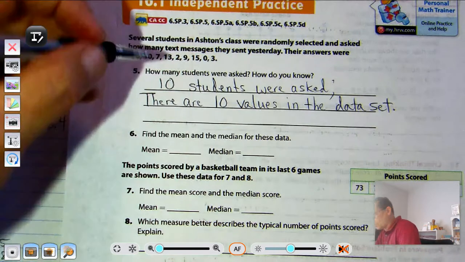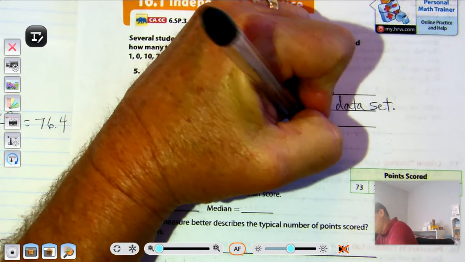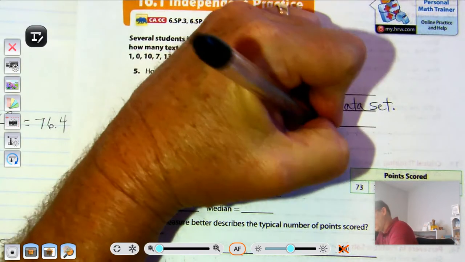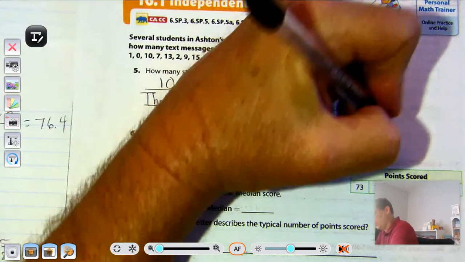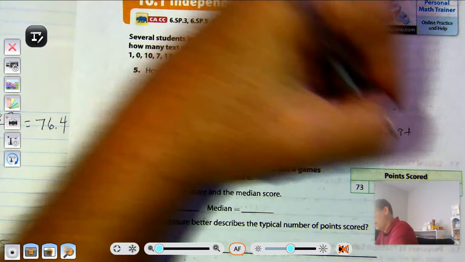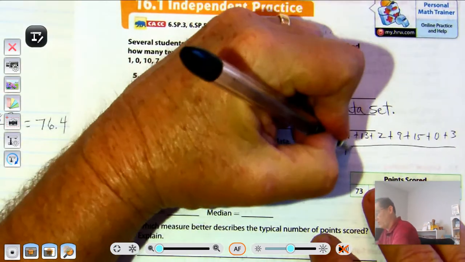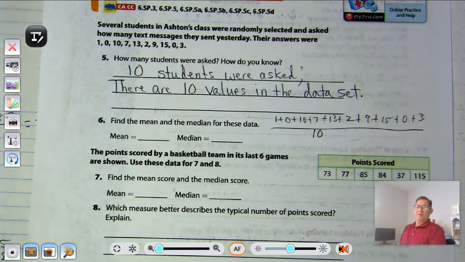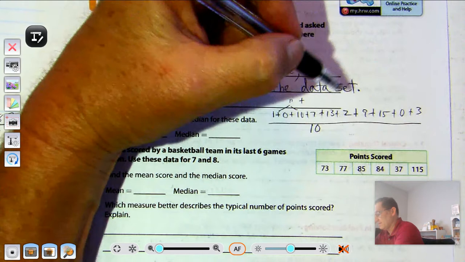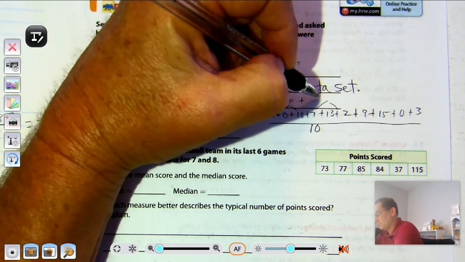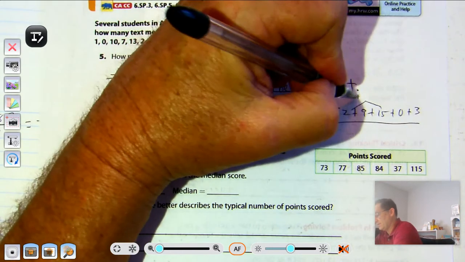All right. So we have 1 plus 0 plus 10 plus 7, 13 plus 2 plus 9 plus 15 plus 0 plus 3. And we need to divide that all by 10. All right, so 10 plus 1, that's 11. 7 plus 13 plus 2 is 22. 9 plus 15 plus 2 is 26.